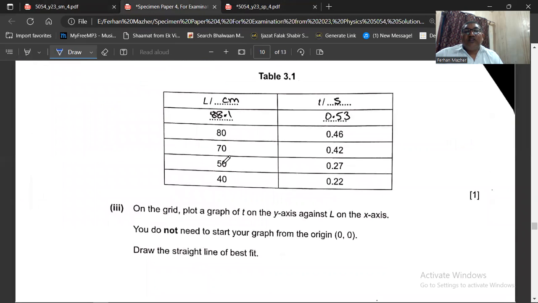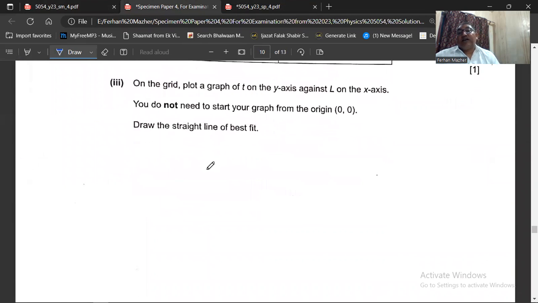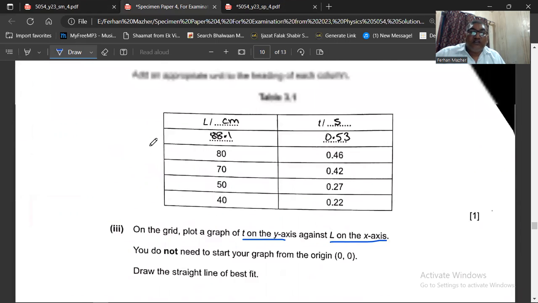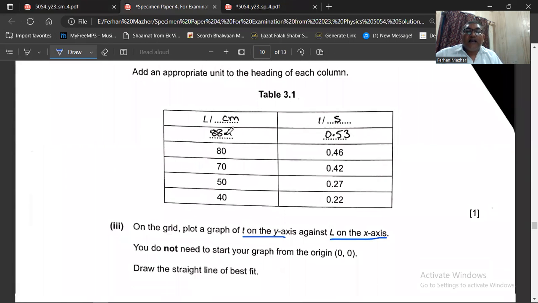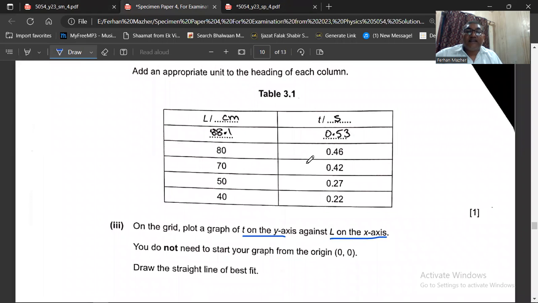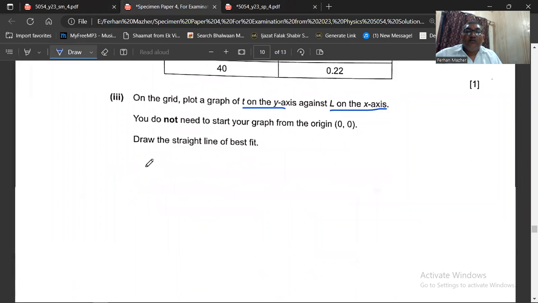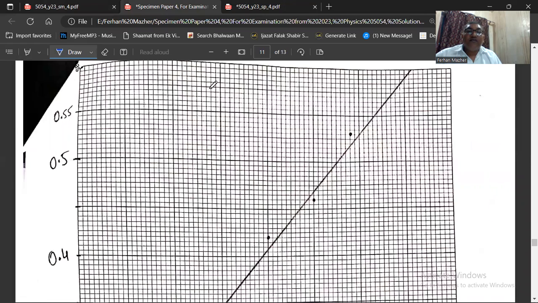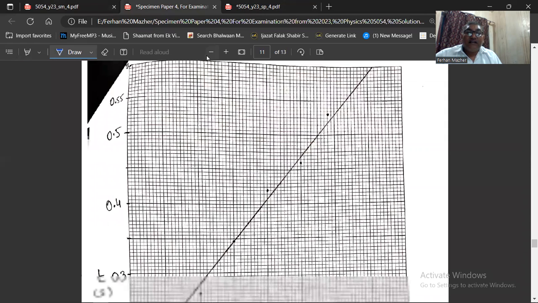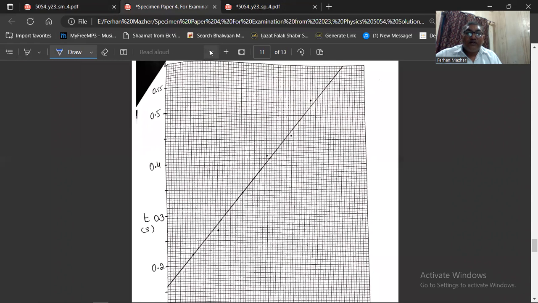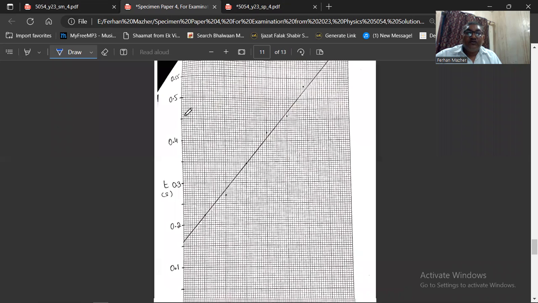Then their question is, on the grid, plot a graph of T on the y-axis against L. So T will be on the y-axis and L will be on the x-axis. You do not need to start your graph from the origin. So for this table, L will be on the x-axis and T will be on the y-axis. So I'm going to draw a graph. I have done that. Let me show you. This graph is huge.